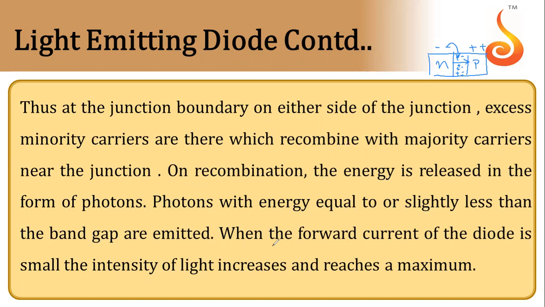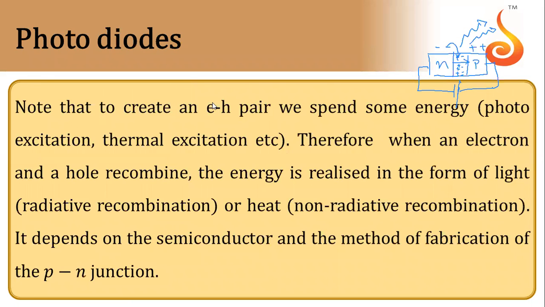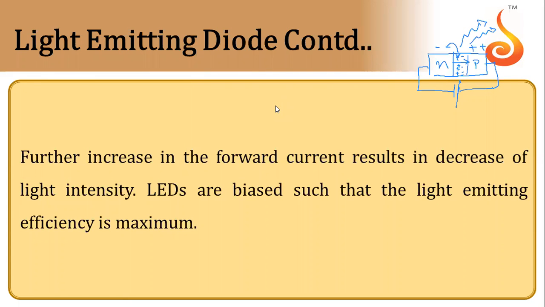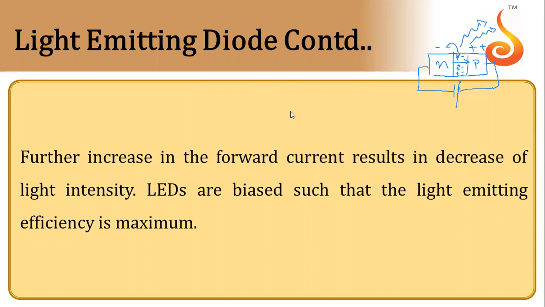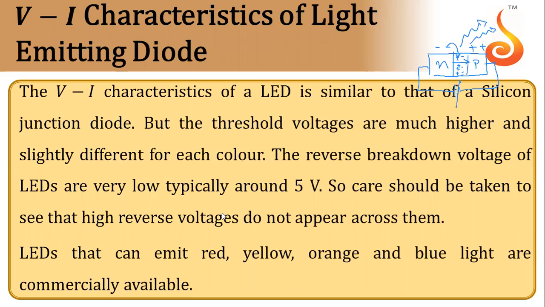Whenever we apply some potential difference across the diode, photons will be emitted out. It's just the opposite of the working of the previous one we have studied, that was the photodiode. This is the LED. Next, LEDs are biased such that light emitting efficiency is maximum. So this is your basic working of LEDs.